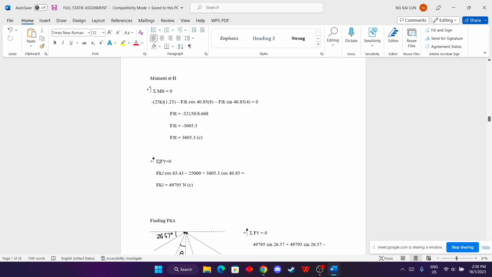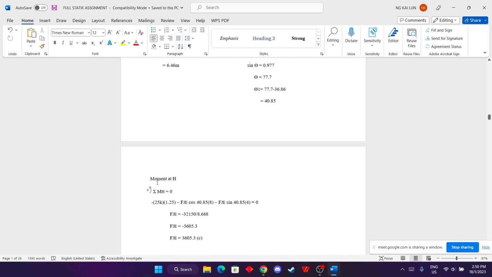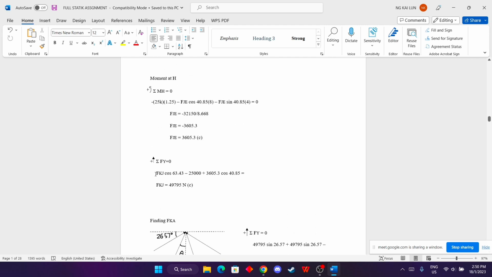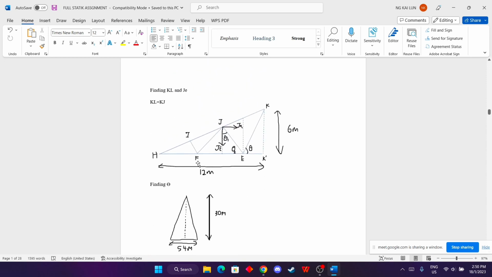That's all. And to find KJ, I use the equation of equilibrium, the sum of Fy. The sum of Fy here. FKJ cos 63.43 minus 25,000 Newton minus 3605.3 cos 40.85. I'll get FKJ equals 49795 Newton, which is here.